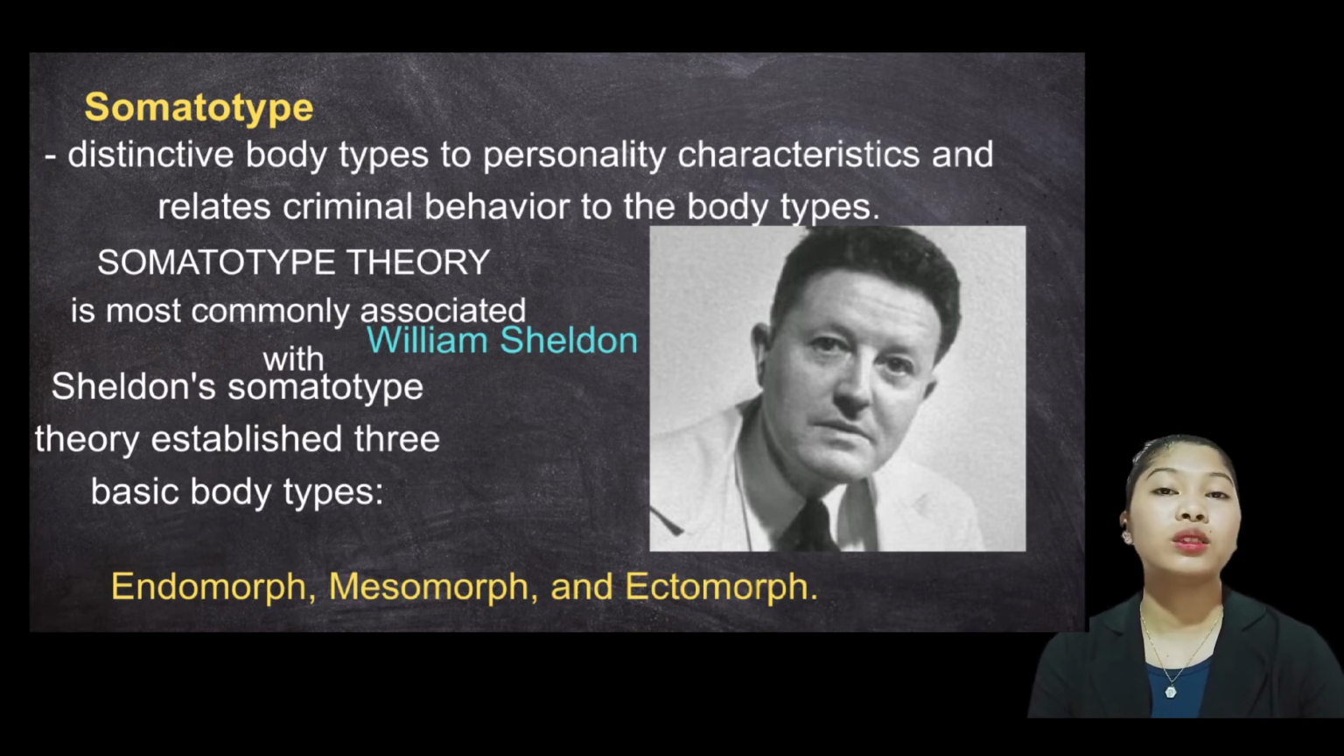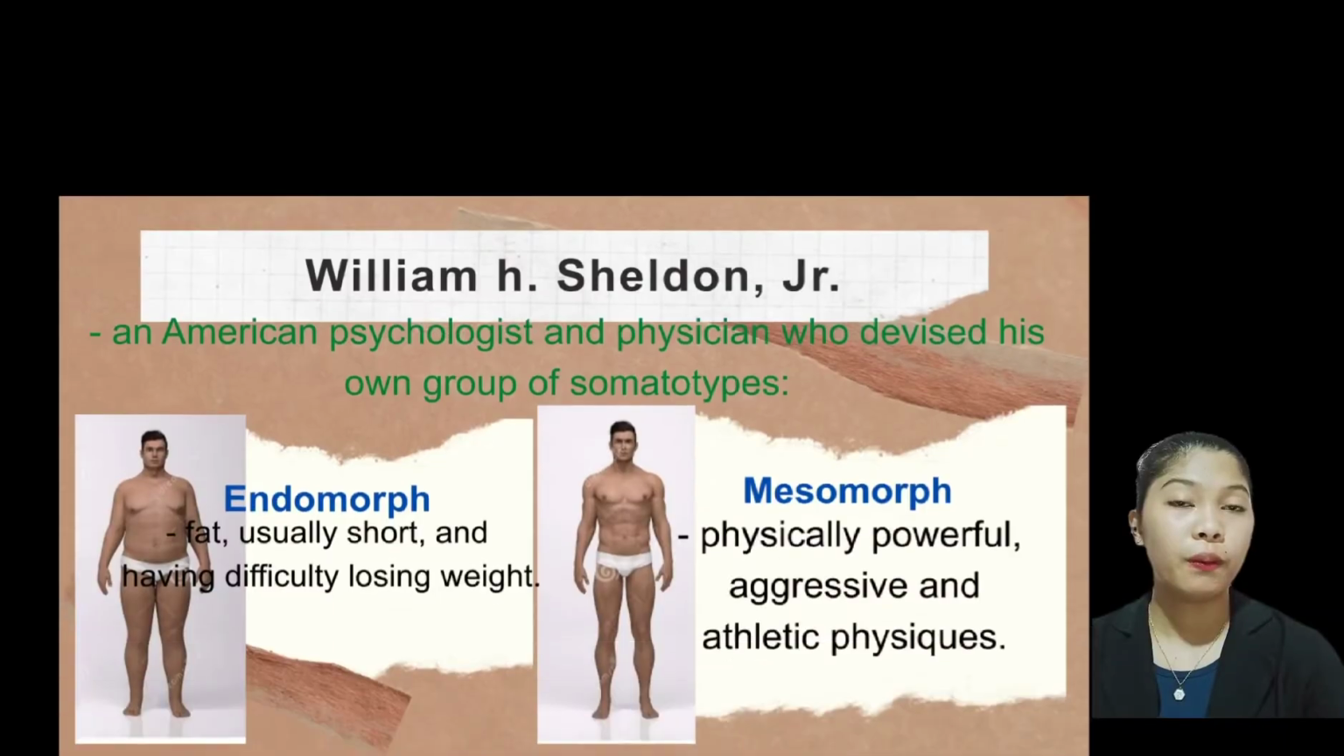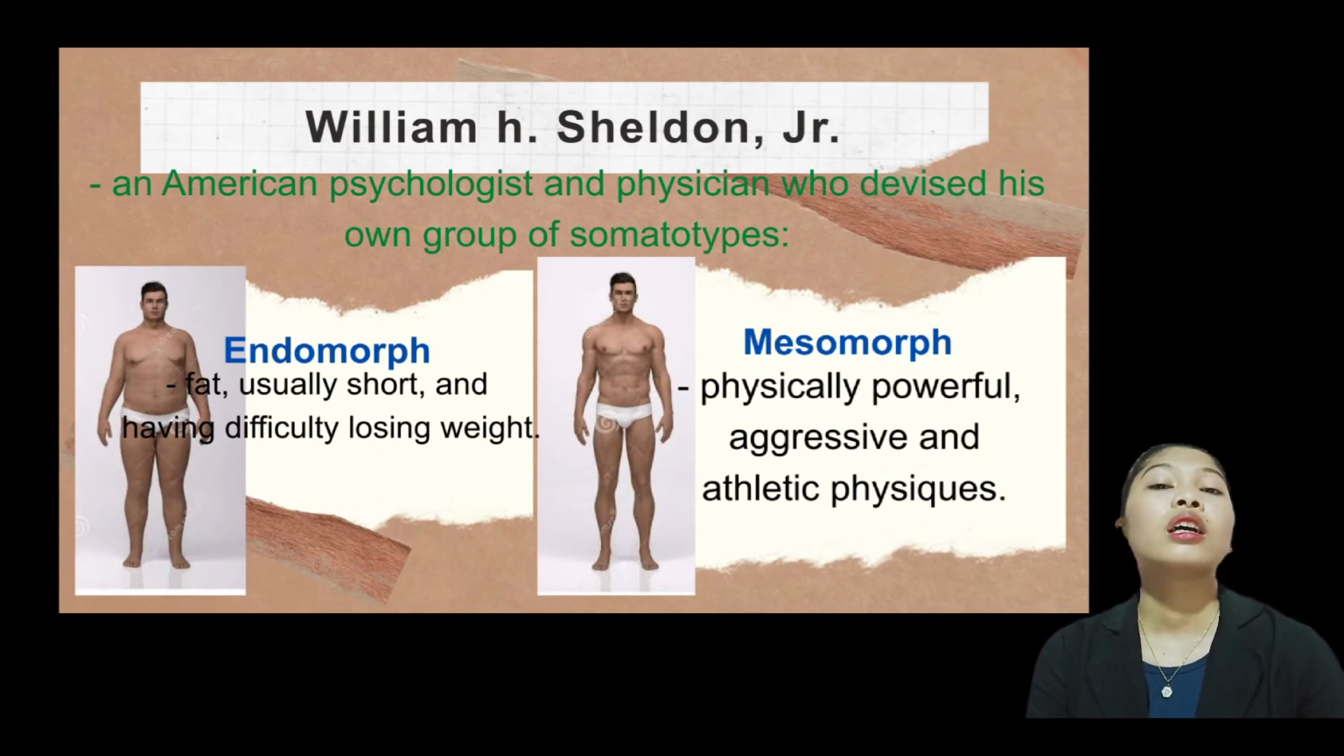Here, the first one is William Sheldon. William H. Sheldon Jr. is an American psychologist and physician who devised his own group of somatotypes. Somatotype theory is most commonly associated with William Sheldon. Sheldon's somatotype theory established three basic body types: the endomorph, mesomorph, and ectomorph. This shows the three body types by William Sheldon.